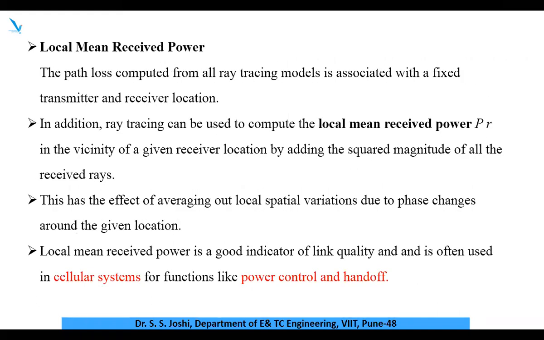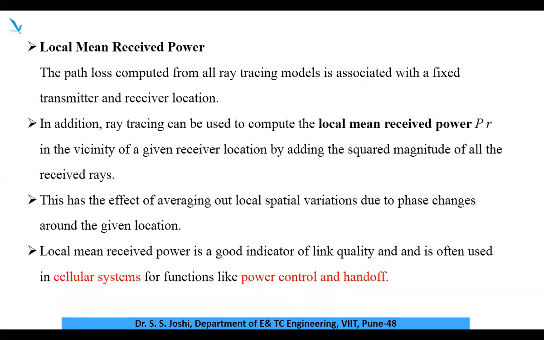What is the importance of this model? If you consider the last line of this particular slide, it is the local power, that is, how much power is received by a particular receiver. Generally, at a specific location we receive a good mobile signal strength, but at another specific location we do not get the strength. So the local mean received power is very important.